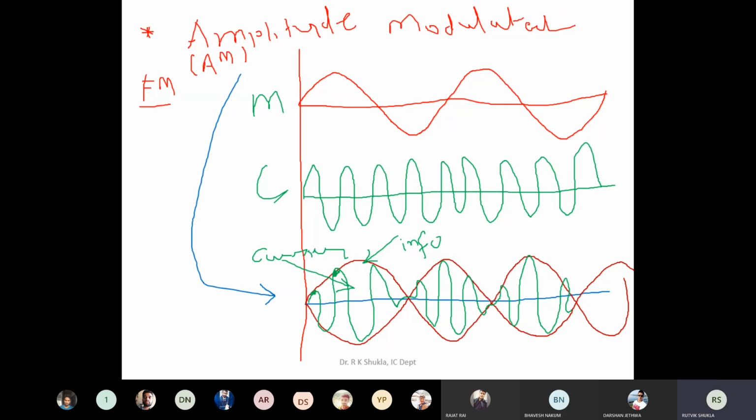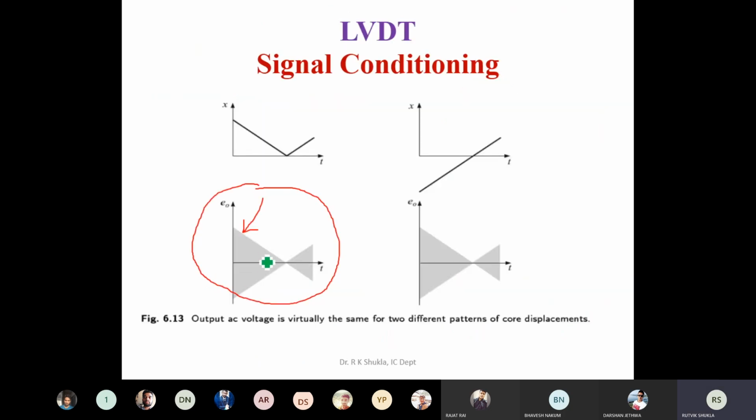Clear? Now see this particular signal. Now come back to this LVDT. Again, from here you can see it has two things. This particular thing is your modulating signal, and this output is the amplitude modulated output. It means the modulating signal is mixed with the carrier. Now in the case of this LVDT, what could be the carrier signal? Anyone?